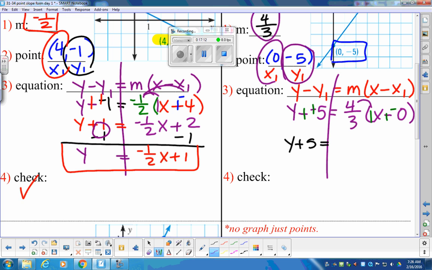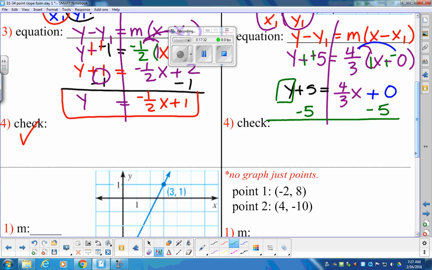Multiply through. 4/3 times 1 is 4/3. Reattach the variable x. We have 4/3 x. Keep that sign. That sign is plus. Distribute. 4/3 times 0 is just 0. All right, hand method kicks in. We're solving for y. Solving for y, subtract 5, copy, paste. We end up having y equals 4/3 x plus -5.